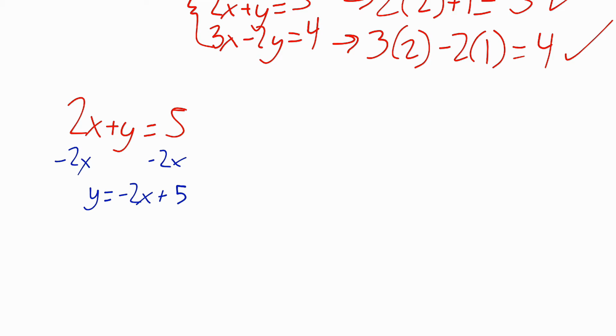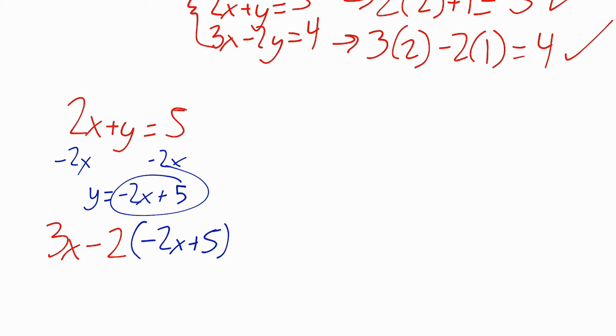Now, what we can do with this is substitute it into the other equation. So the other equation we had was 3x minus 2 times y, but now instead of y, we're going to plug in that negative 2x plus 5. So again, we're grabbing it from there. And it's still equal to 4.